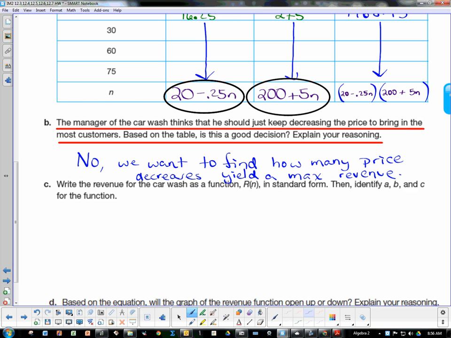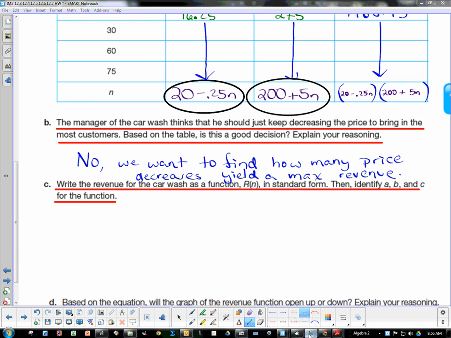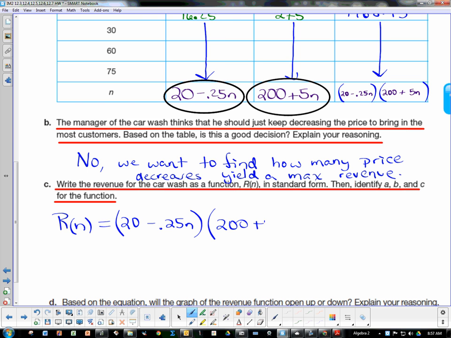It says here, write a revenue for the car wash as a function R of n, R in terms of n, in standard form, then identify A, B, and C for the function. We could do that. Let me pause this. So R of n is equal to, look up here, that's the factored form, so I'm going to bring it down. So we're going to go with 20 minus 0.25n times 200 plus 5n.